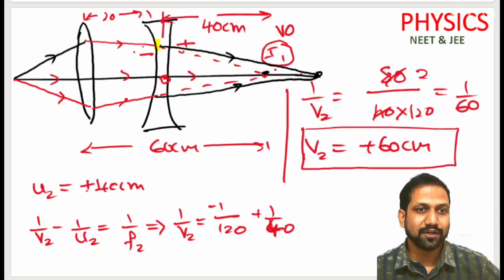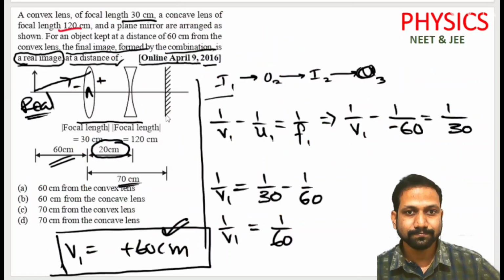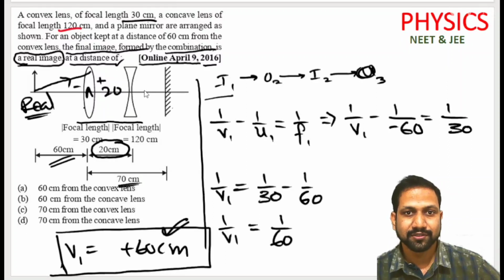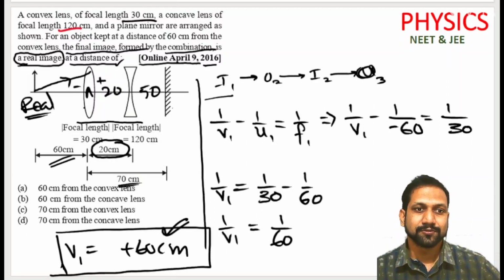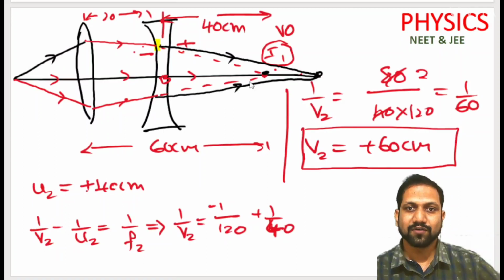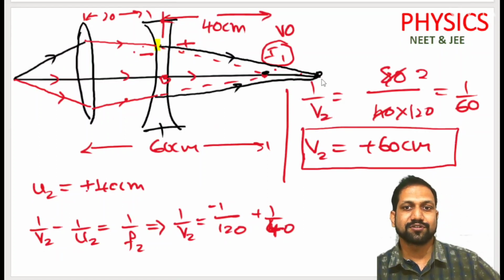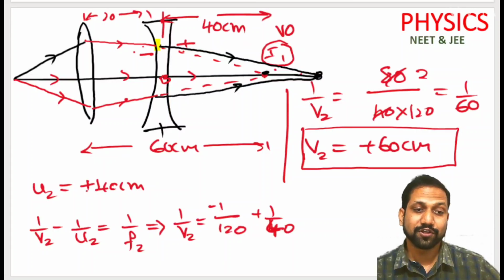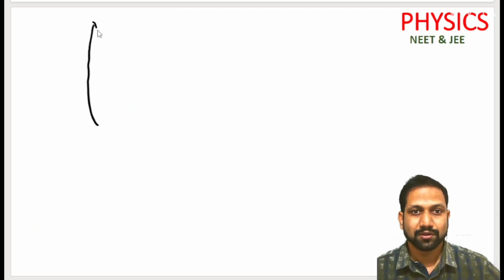Now let us go to the diagram. Between the concave lens and the plane mirror, the gap is, as we can see, if this is 20 and the total is 70, this is 50, right? But in the problem, what we have shown is that from the concave lens, at 60 centimeters it will converge. That means before they converge, they have to be incident on the plane mirror.